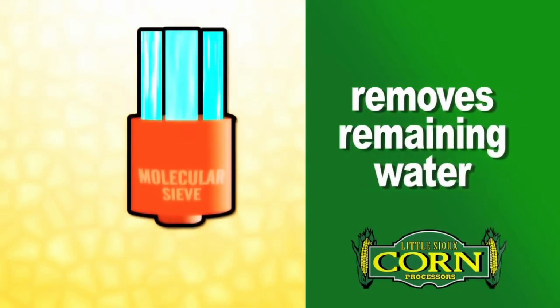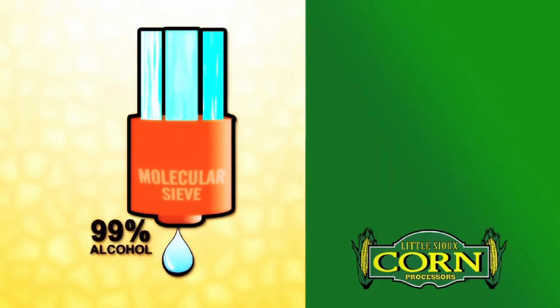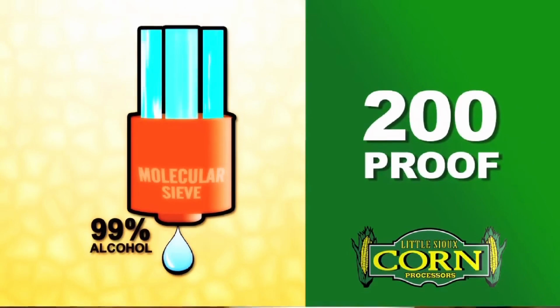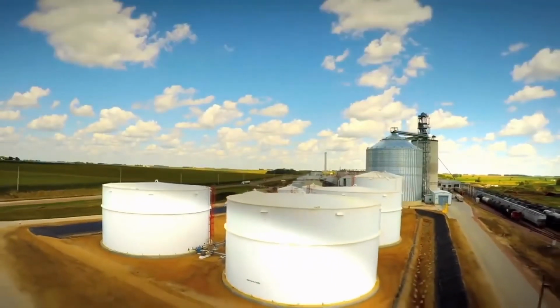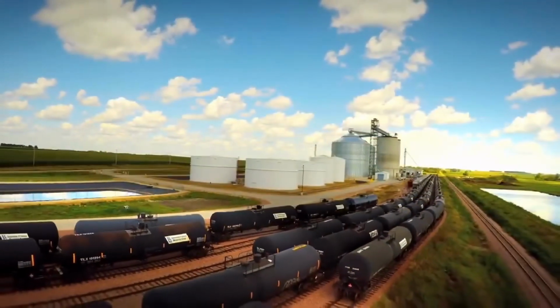Once in its liquid form, the alcohol passes through a molecular sieve process to extract the remaining water. This results in the final ethanol product, which is 200 proof and 99% alcohol. It is transferred to storage tanks and then loaded onto rail cars for shipment.